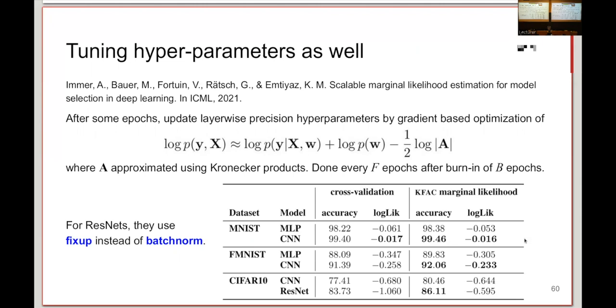We're going to see that actually you need to change some small things in the way you tune hyperparameters with the marginal likelihood to actually make it work well. So these are results that they seem to work well. We tried to do something similar, it didn't work for us. And I'm going to describe later what you could do to try to improve things.